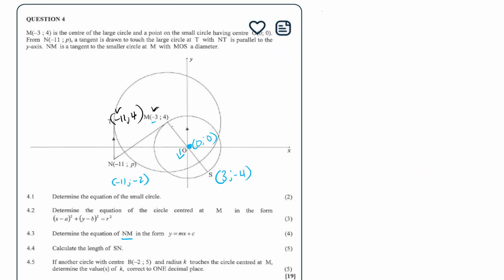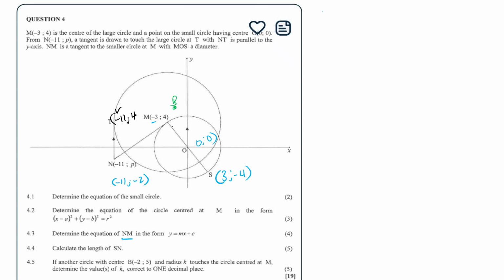4.5. Right, so now for 4.5, please listen attentively. So now if another circle with center B, which is negative 2 and 5, it is somewhere here, right? This is our B. And the radius K touches the circle centered at M.